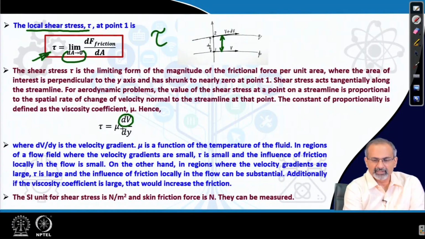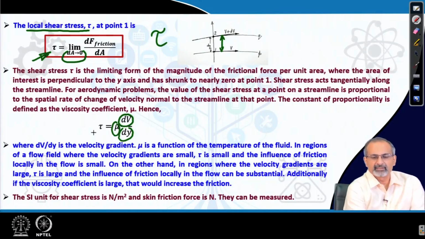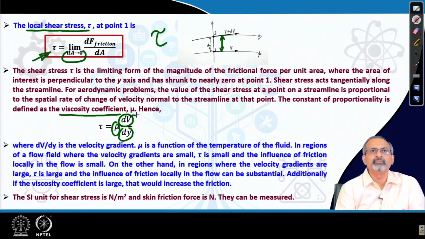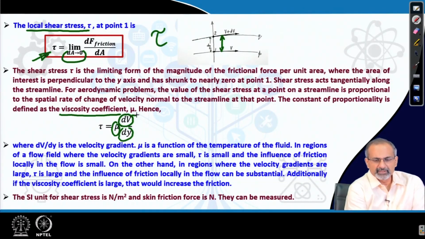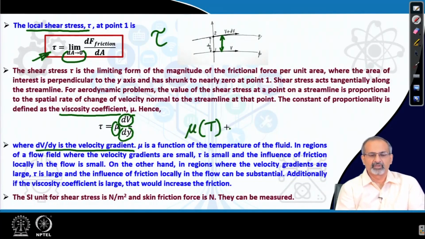So, what we have finally over here essentially is a ratio of the velocity change by the distance over which the change had occurred, and there is a proportionality constant mu, which is essentially the viscosity coefficient, which is dependent on the fluid medium, the kind of fluid that we are handling. So, dV/dy is the velocity gradient, mu is the viscosity coefficient, incidentally mu is a function of temperature.